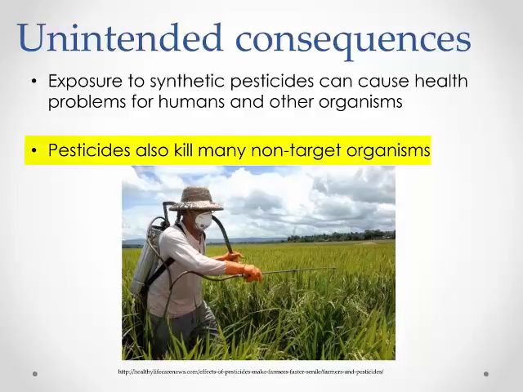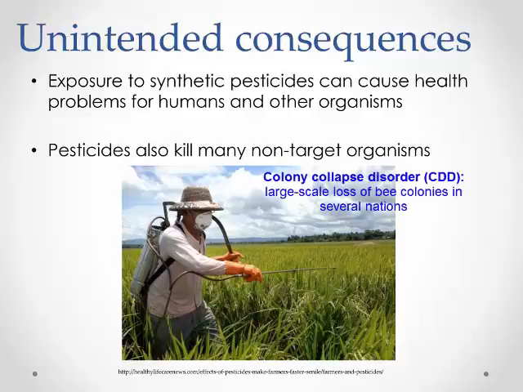Pesticides can also harm what are referred to as non-target organisms, or organisms that the pesticide wasn't intended to affect. For example, some scientists suspect that the increased use of pesticides is to blame for colony collapse disorder, which is the large-scale loss of bee colonies in several nations.